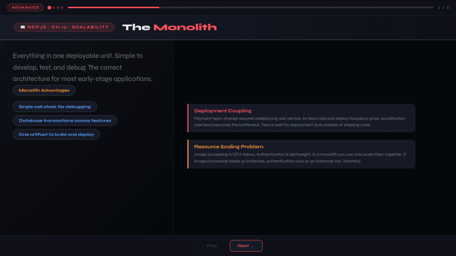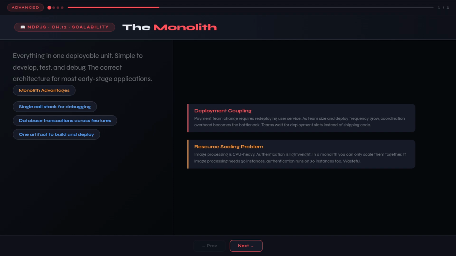If your user service and your payment service are both in the monolith, you can't deploy a payment service change without redeploying the user service. The payment team must coordinate with the user team. As team size grows and deployment frequency increases, this coordination overhead becomes a significant bottleneck. Teams spend more time waiting for deployment slots than writing code.